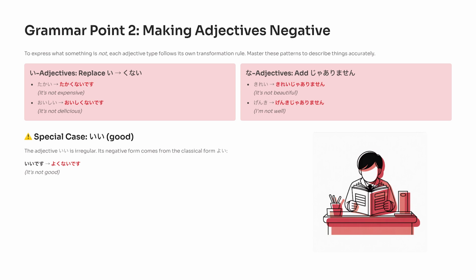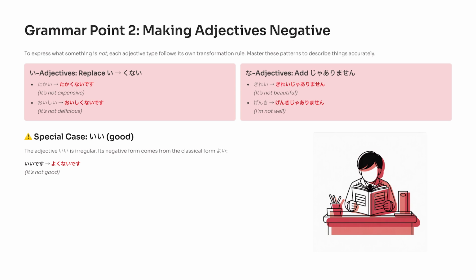Next are na adjectives. For these adjectives, simply add じゃありません. For example, きれいです becomes きれいじゃありません meaning it's not beautiful. And 元気です becomes 元気じゃありません meaning I'm not well or I'm not energetic.